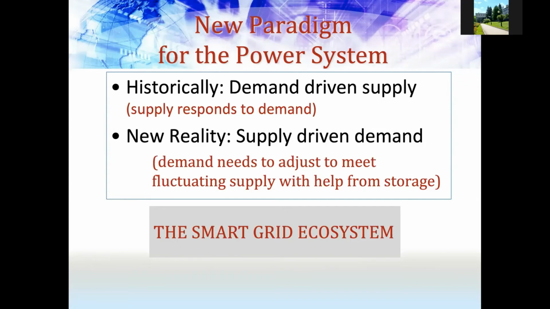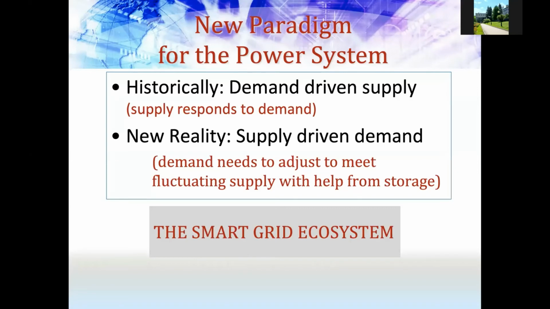That's been going on for over 100 years now. The new reality with rooftop solar, wind turbines, and battery storage, I call supply-driven demand. That means it's not my demand, it's my supply that is fluctuating. So how do I manage so that supply fluctuates? Demand has to fluctuate to match. This is what I mean by demand response.